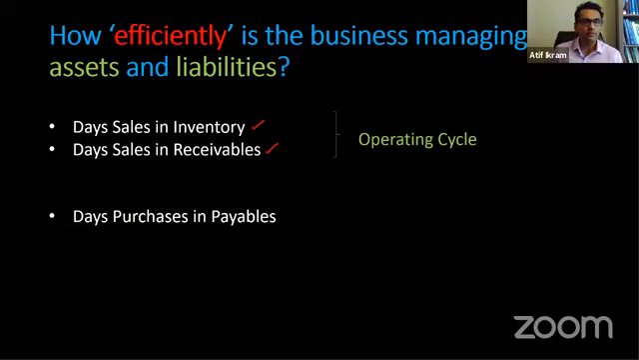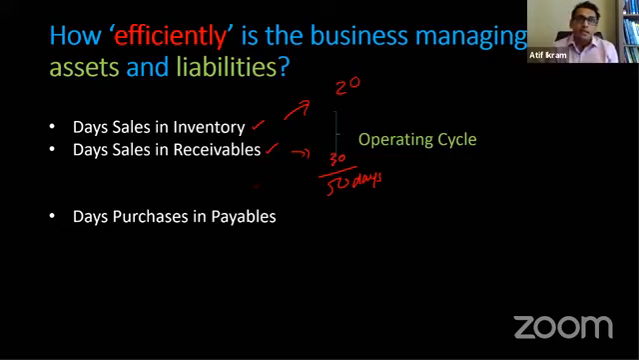So there's a name for this. This, when you add up days sales in inventory and receivables, this is known as a firm's operating cycle. So to give you an example, agar inventory 20 din ke liye aap rakhte hain warehouse mein aur phir mazid 30 din lagte hain aapko usko bech ke us pe paisa collect karne mein, this means that for 50 days you are waiting on cash.